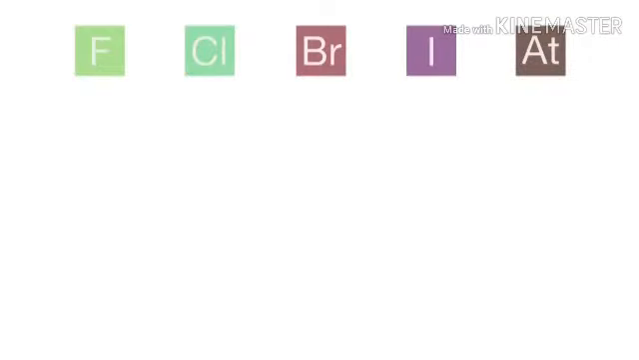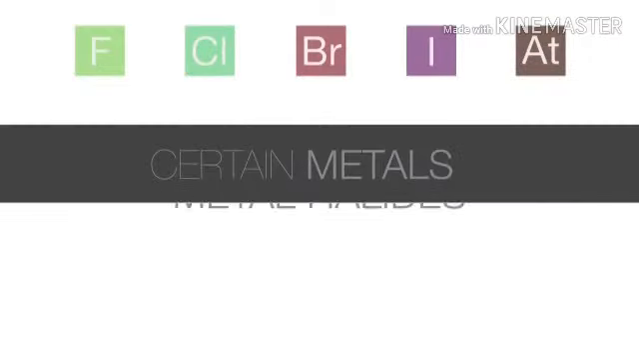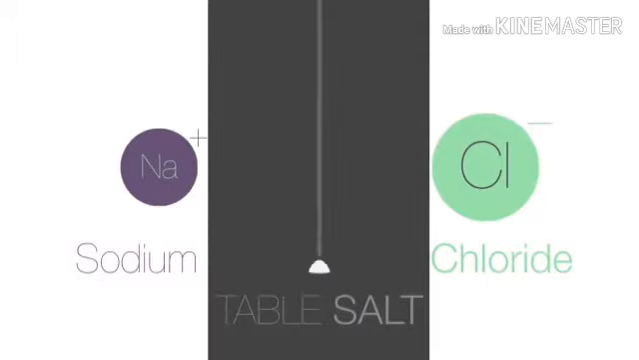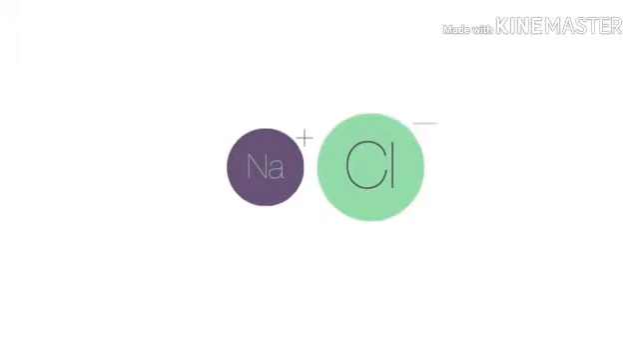Halogens can react with certain metals to form metal halides. A very common metal halide is sodium chloride or regular table salt. Sodium chloride is extracted from the sea or from salt mines.